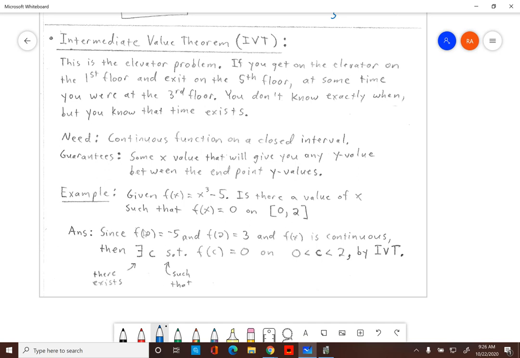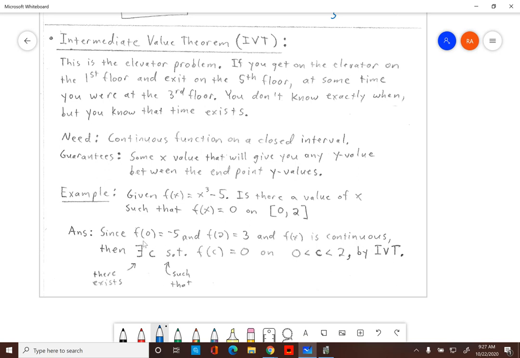And this is the fancy calc way to write it. Since f of 0 equals negative 5 and f of 2 equals 3, and since f of x is continuous, then there exists, a capital backwards E, there exists some C, and C stands for an x value. It's a specific x value. There exists a C such that f of C is equal to 0, as long as that C value is between 0 and 2. So that x value between 0 and 2 by IVT. That's how you would say it.